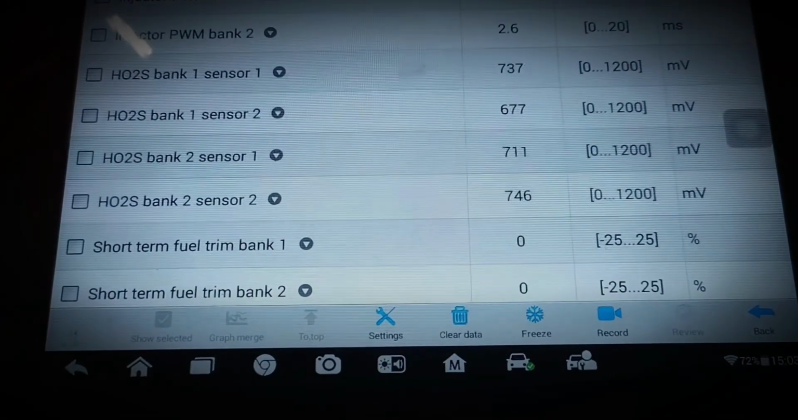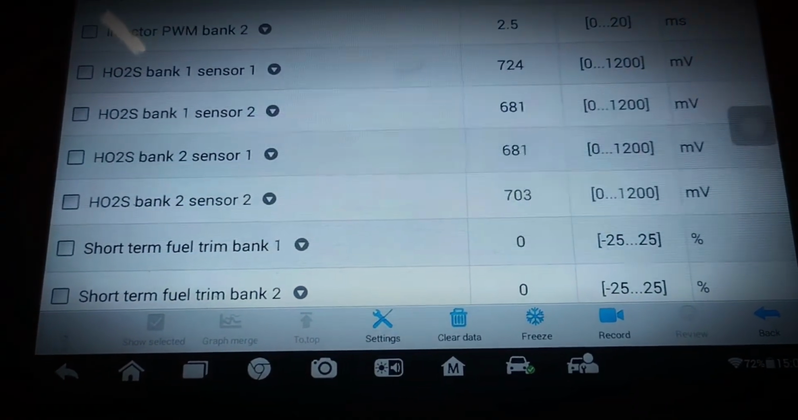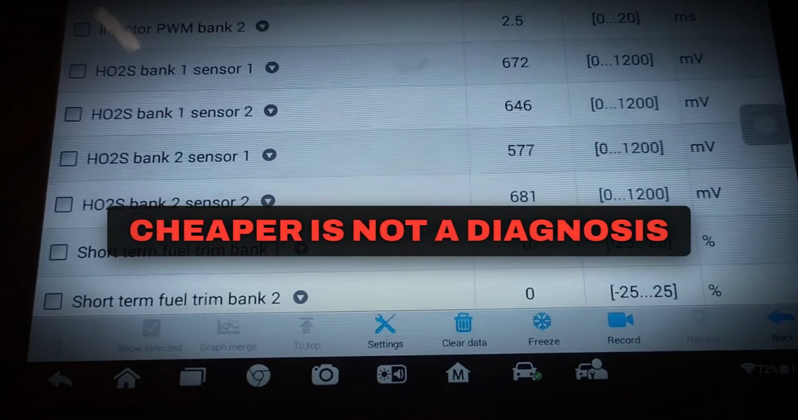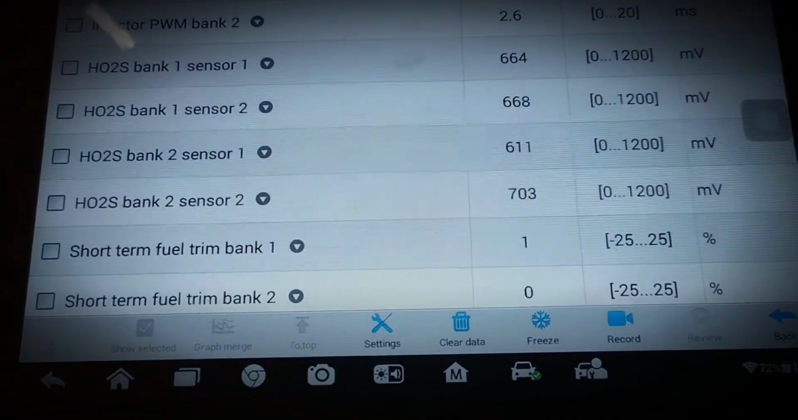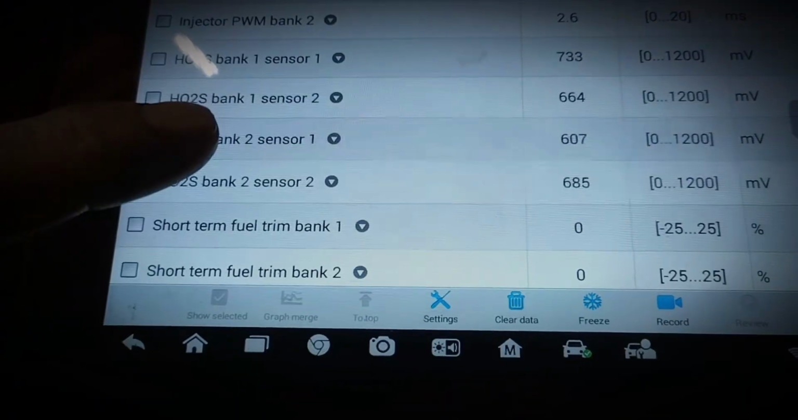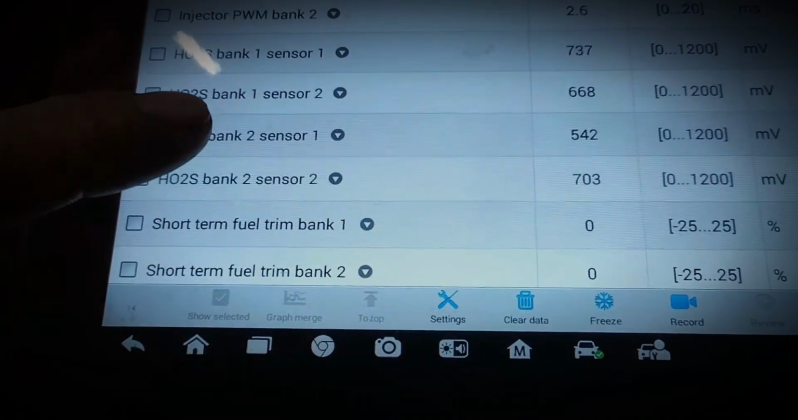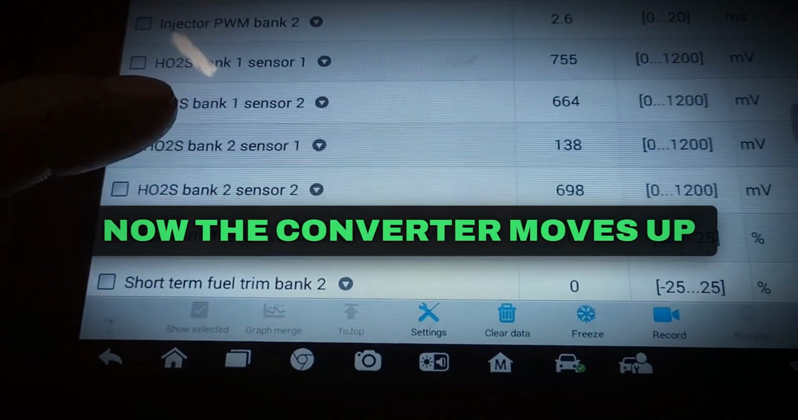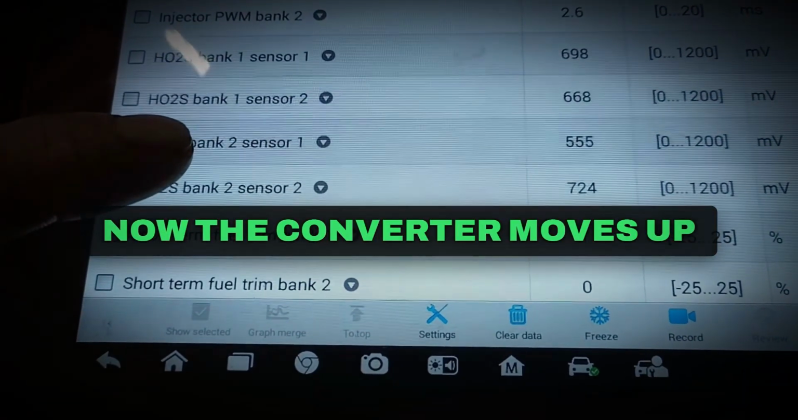A rear sensor that responds normally and reports poor catalyst behavior should not be replaced simply because it costs less than the converter. If the exhaust is sealed, the engine is operating correctly, and the sensor information is trustworthy, the catalytic converter moves much higher on the suspect list.